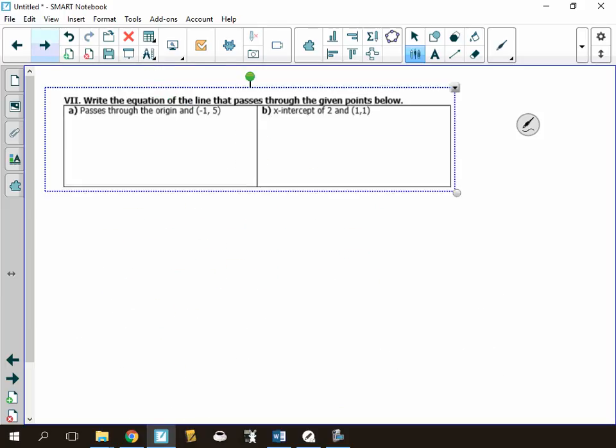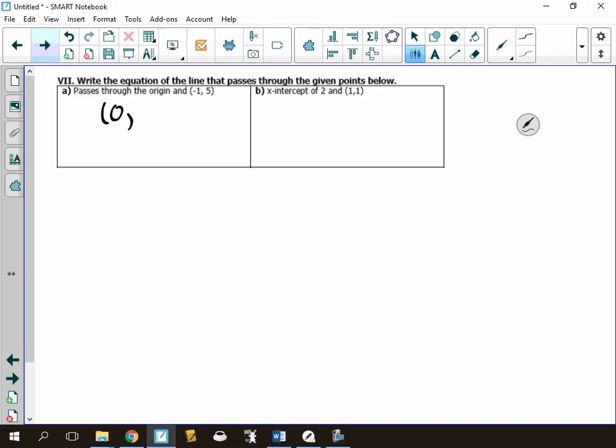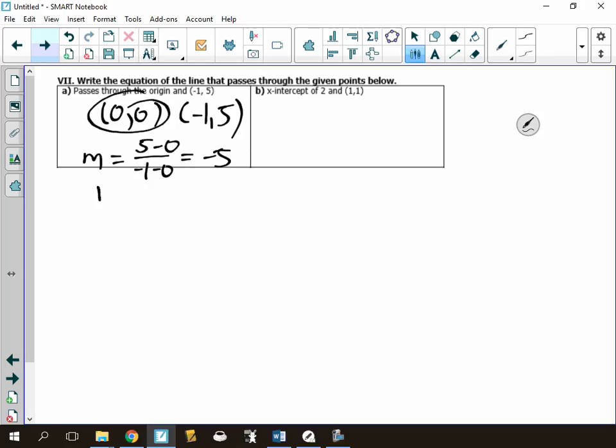All right, and these are 2 more of these problems. It's the same type of problem. If they give you the origin, you know it's 0, 0, and negative 1, 5. And so you would calculate the slope. And because it goes through the origin, we know that b is 0. So the equation is just y equals negative 5x.